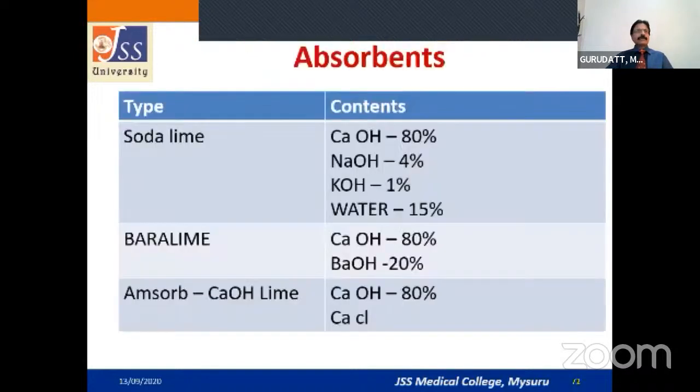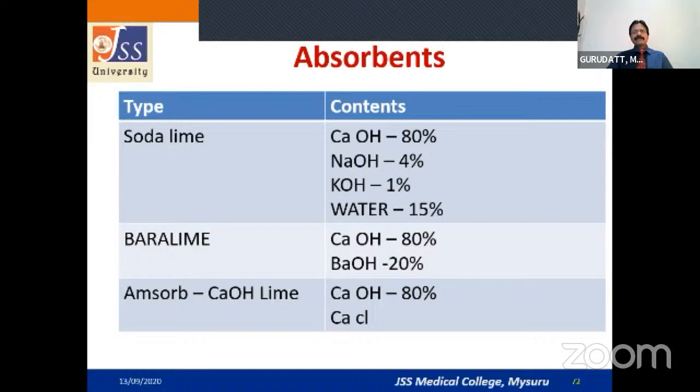So we have various absorbents: soda lime, baralime, Amsorb. Soda lime is even today one of the most commonly used absorbents. It mainly consists of calcium hydroxide, sodium hydroxide, potassium hydroxide, and water of about 15 to 19%. Calcium hydroxide is the main thing, about 80%. Because it also contains sodium hydroxide and potassium hydroxide, which act as catalysts, the pH of soda lime is very high, almost more than 12.